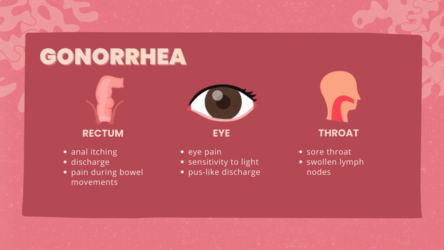Gonorrhea can also affect other areas, such as the rectum, throat, or eyes, through unprotected oral or anal intercourse. Symptoms in the rectum may include anal itching, discharge, and pain during bowel movements. In the eyes, symptoms can include eye pain, sensitivity to light, and pus-like discharge. Throat infections may present as a sore throat and swollen lymph nodes.